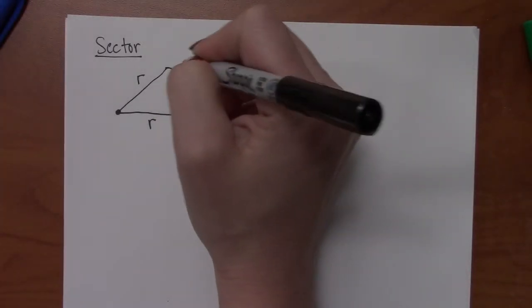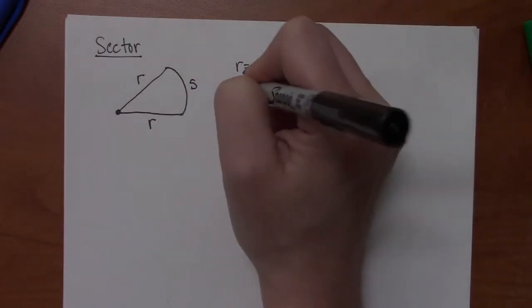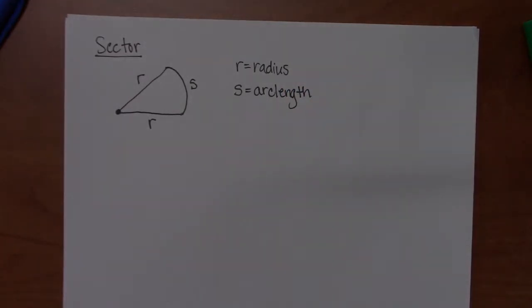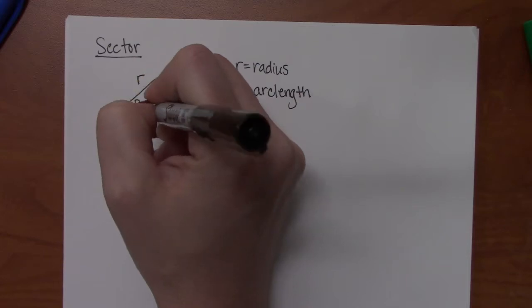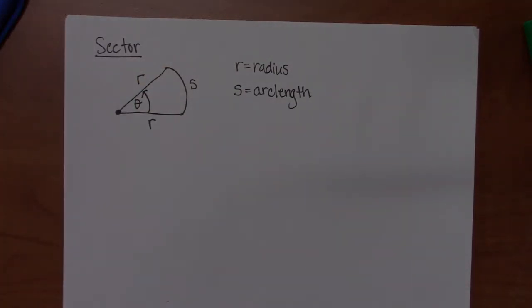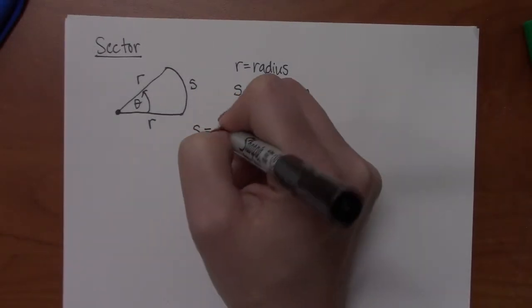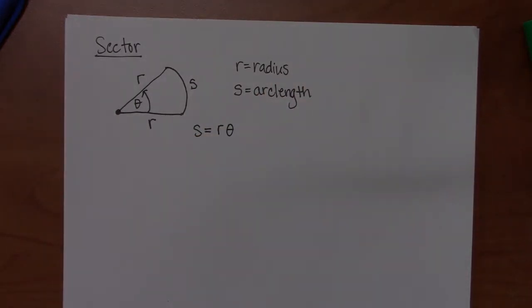The arc right here, which is what we call this piece, we usually define with the letter S. And the length of that side is known as the arc length. And then, of course, theta is always going to be the angle measure that connects the initial and terminal sides. So if we want to measure the arc length, we can measure it using the formula r theta.